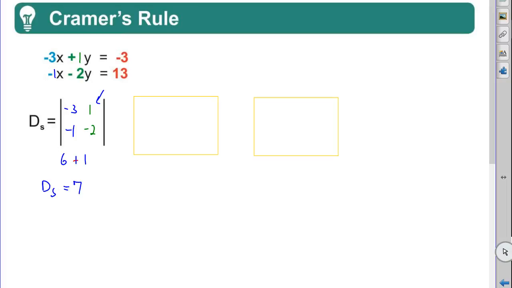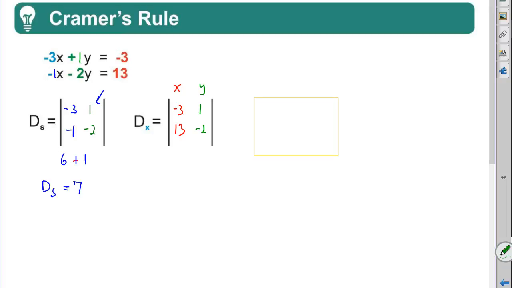Okay, we also need the x variable determinant as well. The easiest way to think of this is the x column and the y column. Now, because we're looking for the x determinant, we take the solutions and put them in the x column. So -3 there and 13. Now, what would be the y column? The coefficients of the y's, so this is a 1 and this is a -2.